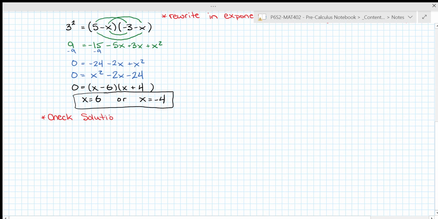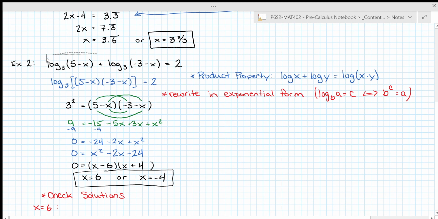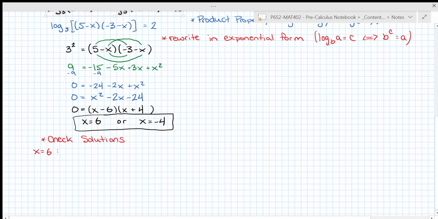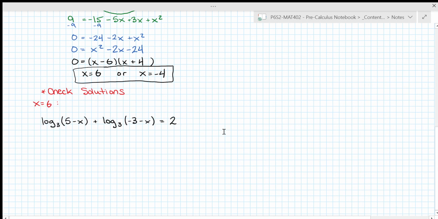You should always be in the habit of checking your solutions to see which ones work and which ones don't. So let's check this x equals 6 solution. And I need to go all the way back up to the very first thing up here. I need to come to this first piece one last time to copy it. Don't check it somewhere down here. If you checked it in a different location, it's definitely going to work. I need to go back to the original equation and see if I put 6 in for x here, is it going to work? So let's substitute in 6 for x. So log base 3 of 5 minus 6 would become log base 3 of -1, plus log base 3 of negative 3 minus 6, which is negative 9, equals 2.